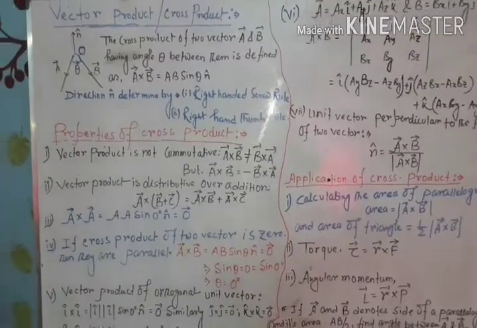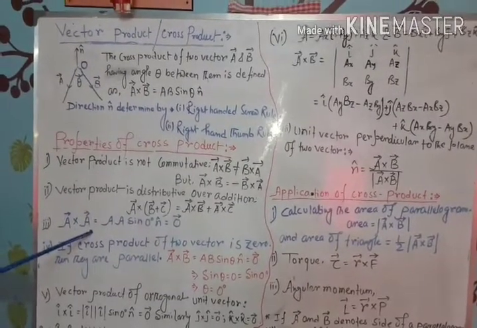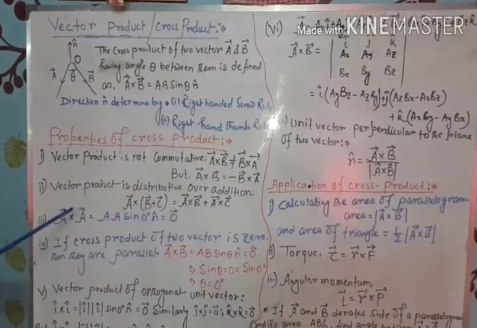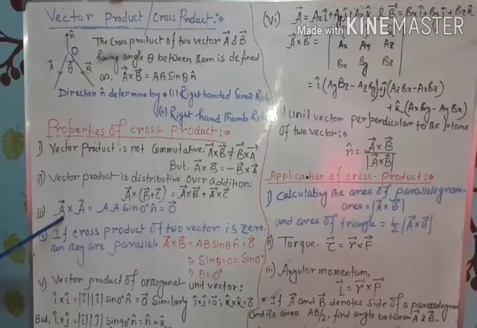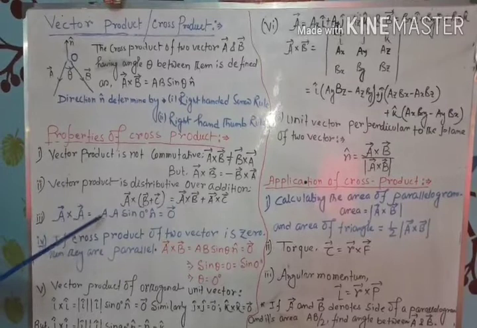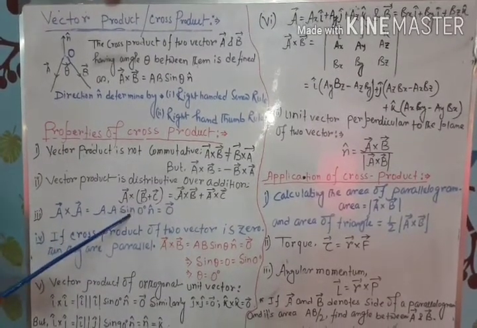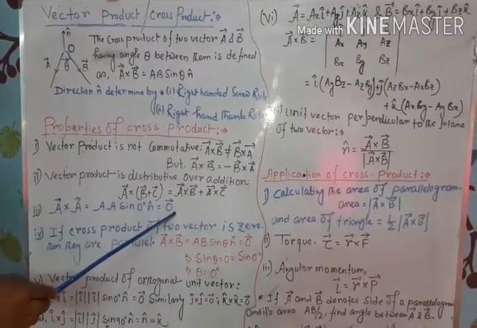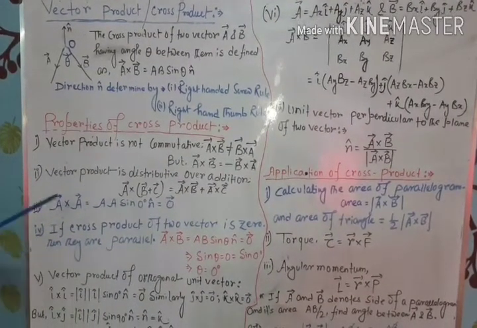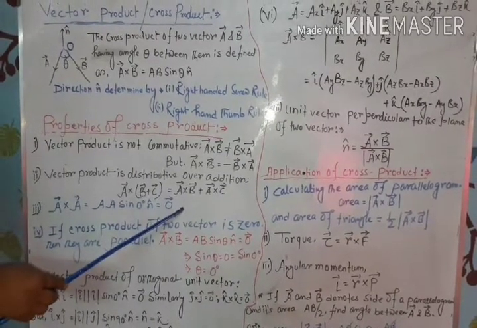Okay. Next, the cross product of two same vectors, that is A vector cross A vector. What is the angle between them? 0 degree. Then from the definition, mod A vector sine 0 degree n cap. Sine 0 is 0, that's why it is 0. So therefore the cross product of two same vectors always gives 0.